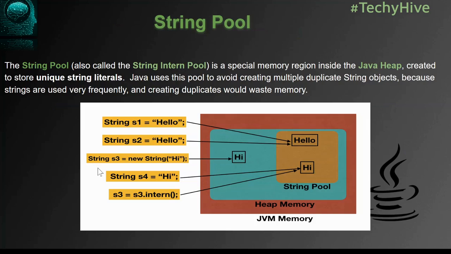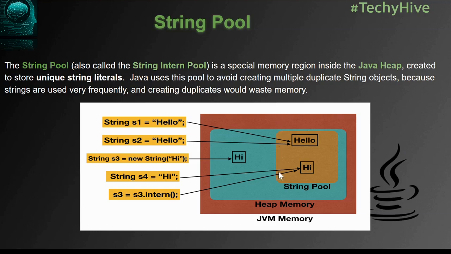The string pool, also called the string intern pool, is a special memory region inside the Java heap, created to store unique string literals. Java uses this pool to avoid creating multiple duplicate string objects, because strings are used very frequently and creating duplicates would waste memory. So the string pool is a part of the Java heap, and the JVM uses it to store string literals.